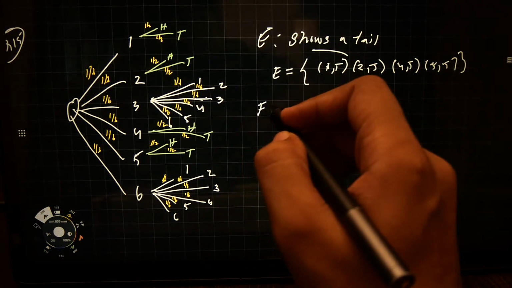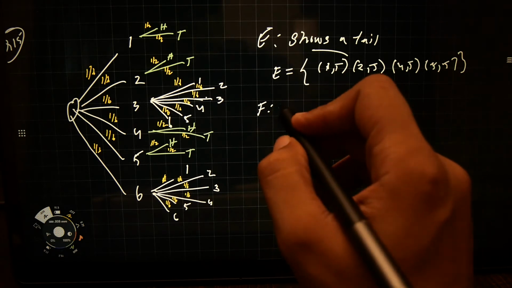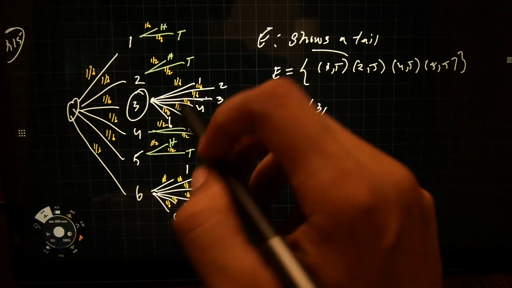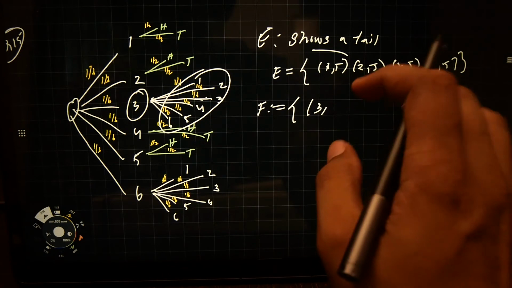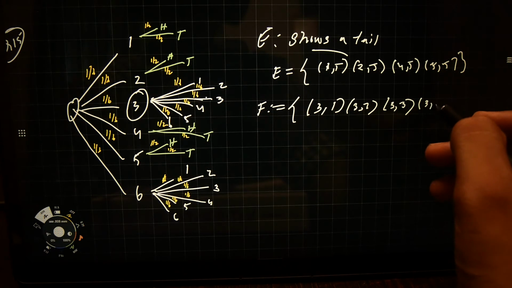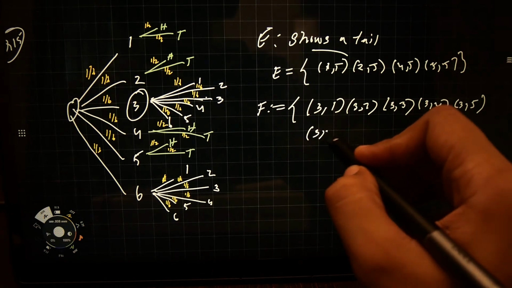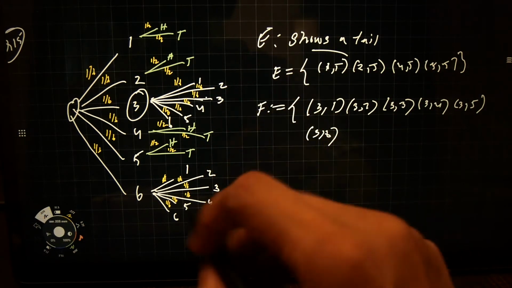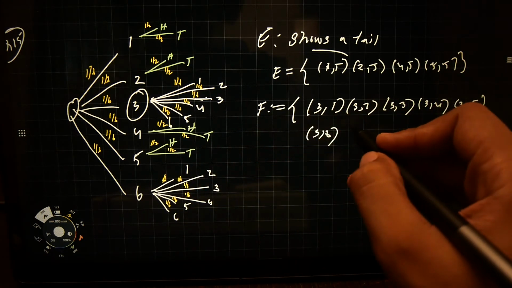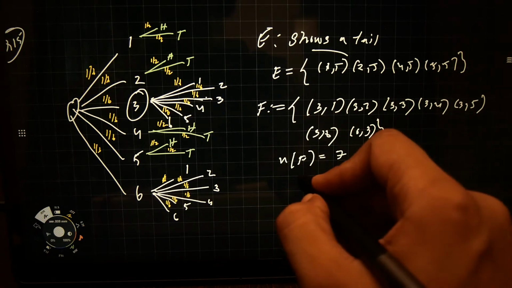Now, what is the given condition? F: given that at least one die shows 3. If a die shows 3, automatically this will be involved. So 3,1, 3,2, 3,3, 3,4, 3,5, and 3,6. When one die shows 3, what's the other case? When 6 comes, it will show a 3. So then 6,3. So what is n of F here? There's a total of 7.